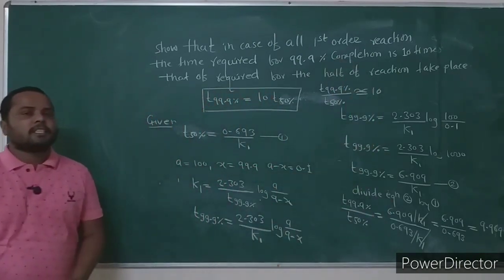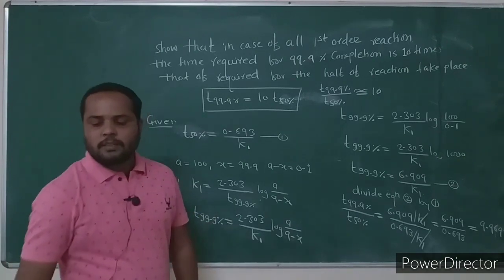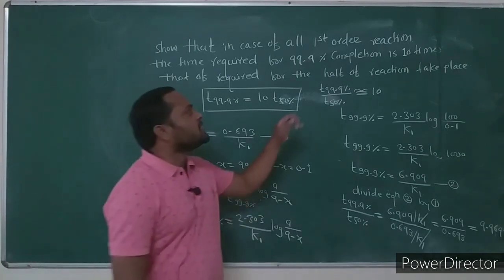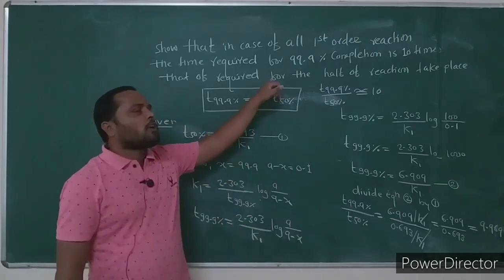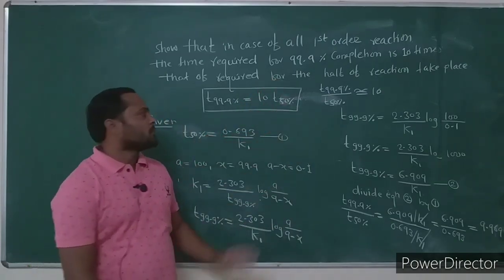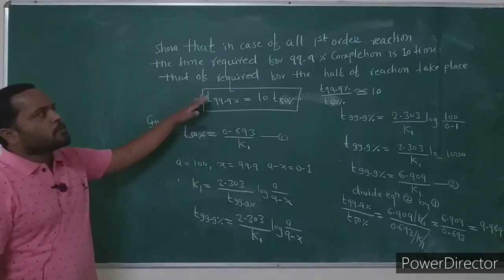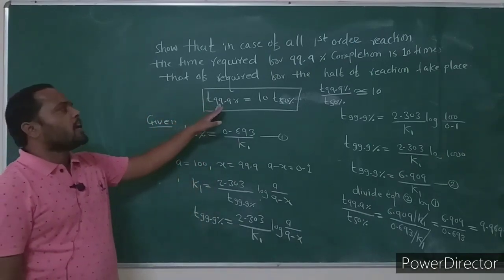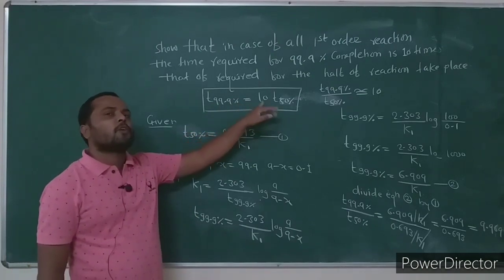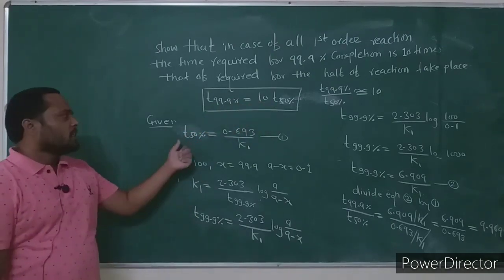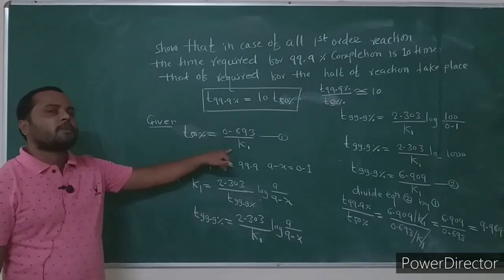They show that the time required for 99.9% completion of reaction is 10 times the time required for 50% of reaction. In this problem we can show the time required for 99.9% completion is 10 times the time required for 50% reaction. T half is 0.693 divided by K1.